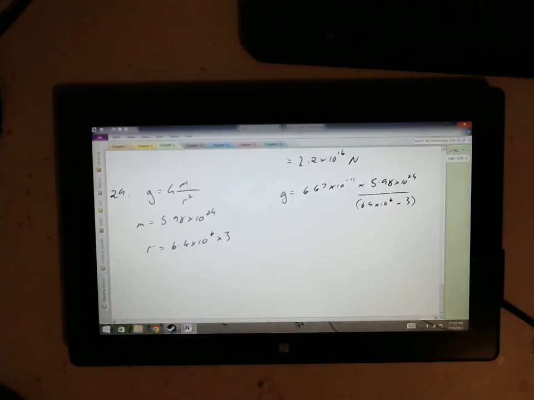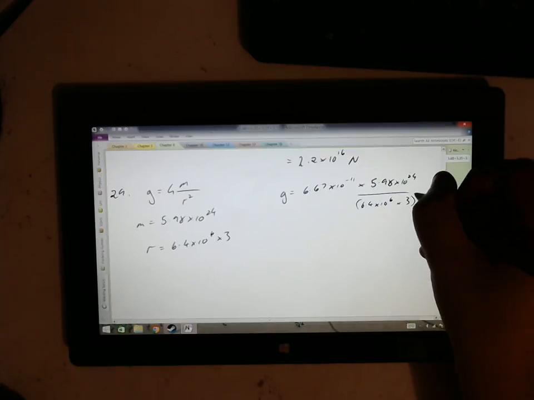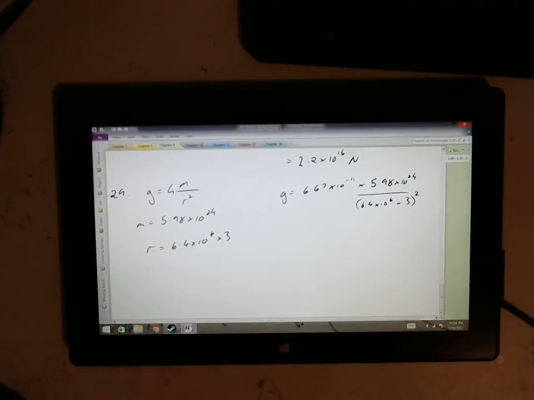seems suspiciously high. That's giving us a value of 20 million. That seems way too high. Oh, I forgot to square it. The whole thing needs to be squared. That was silly of me. 5.98 times 10 to the power of 24 divided by 6.4 times 10 to the power 6 times 3. Square that.